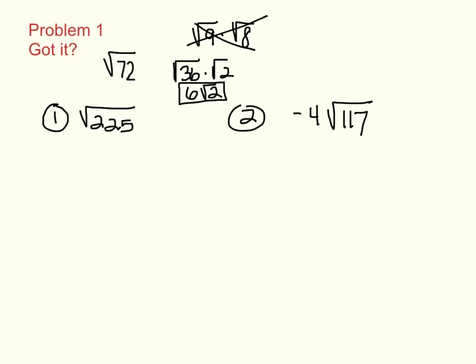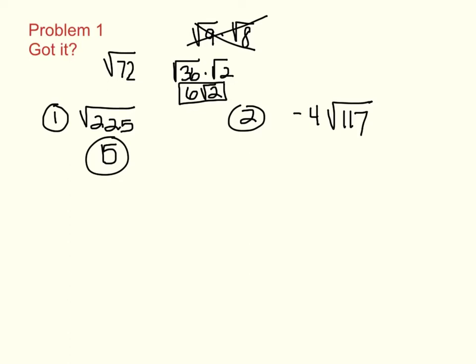So in problem number 1, we have the square root of 225. The square root of 225, we can just simplify. All it is 15. We're done. Number 2, negative 4 times the square root of 117.